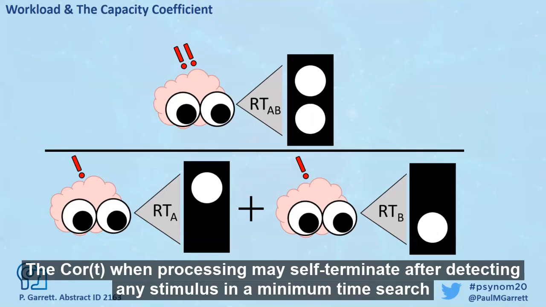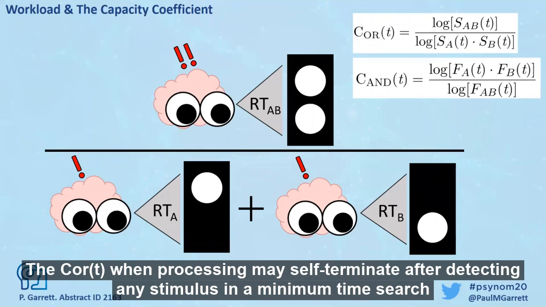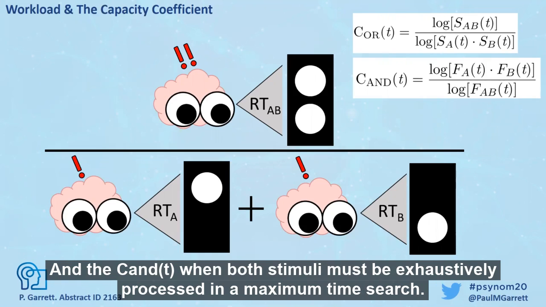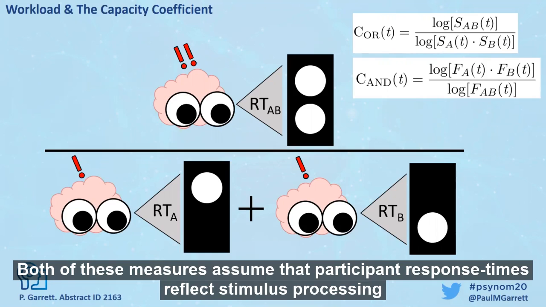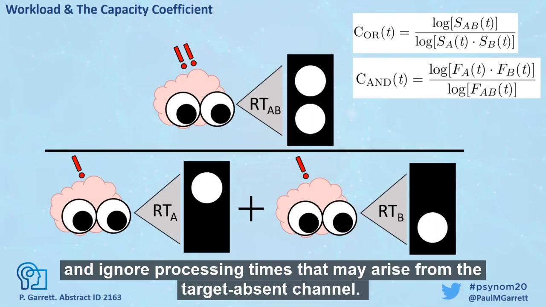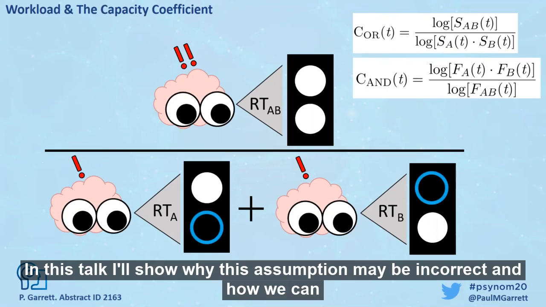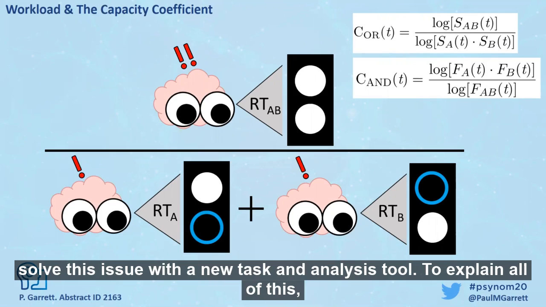of workload, the C_OR(t), when processing may self-terminate after detecting any stimulus in a minimum time search, and the C_AND(t), when both stimuli must be exhaustively processed in a maximum time search. Both of these measures assume that participant response times reflect stimulus processing and ignore processing times that may arise from the target absent channel. In this talk, I will show why this assumption may be incorrect and how we can solve this issue with a new task and analysis tool.